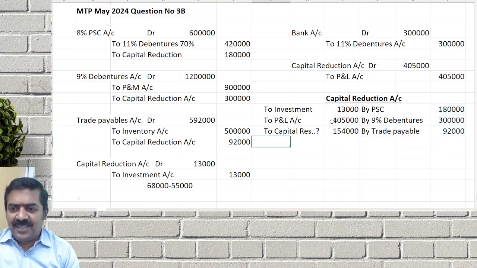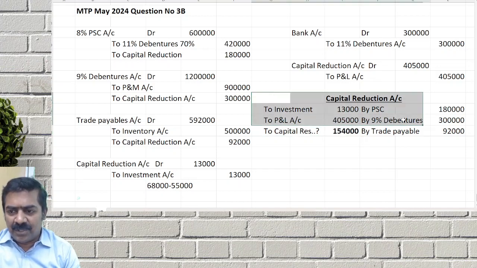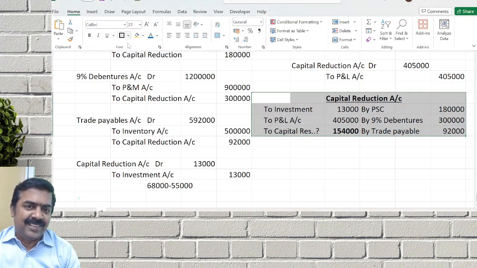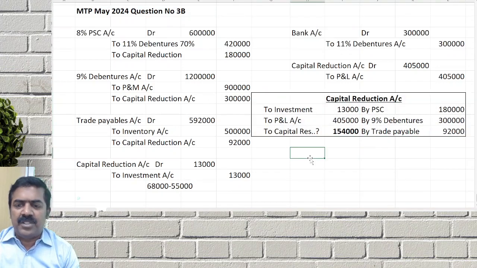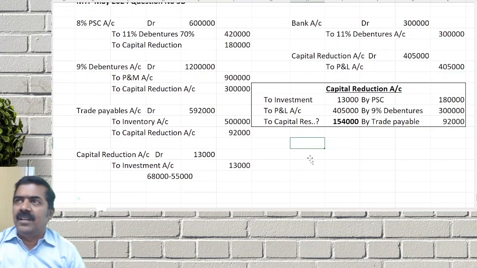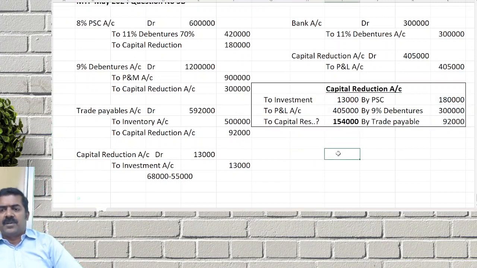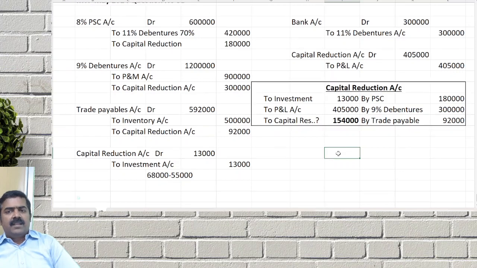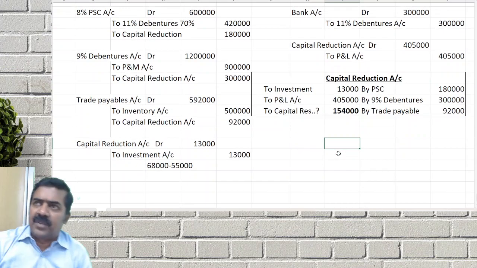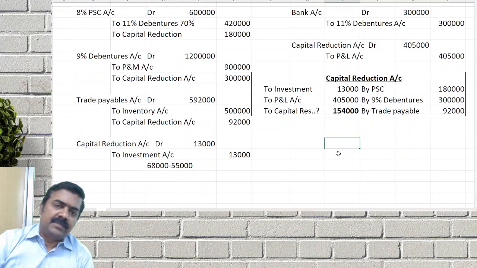In this question, who are not foregoing anything? Equity shareholders do not forego anything. Equity shareholders, do they give up anything? No. So nothing is given. The balancing figure can be transferred to which account? Capital reserve account. Then we have to prepare the balance sheet after what? Internal reconstruction.